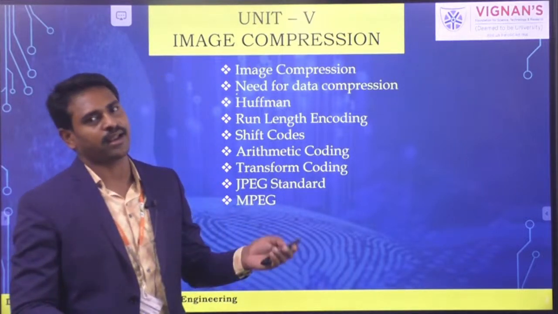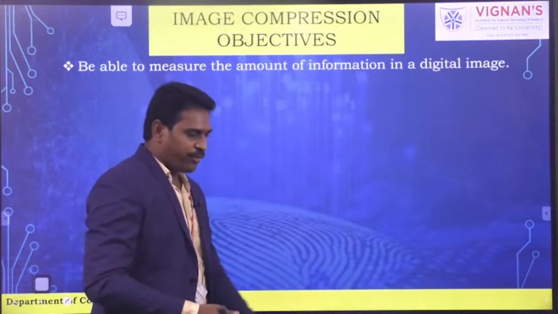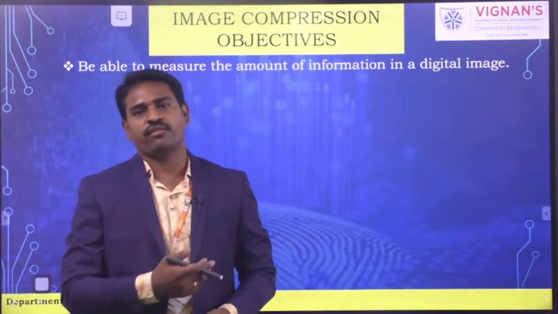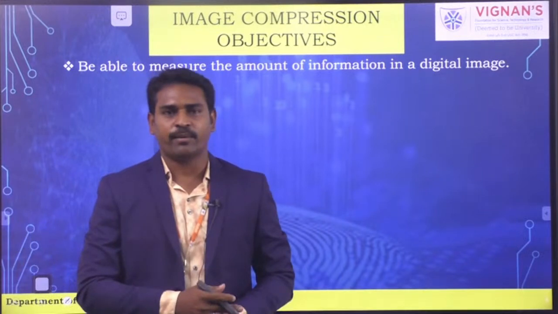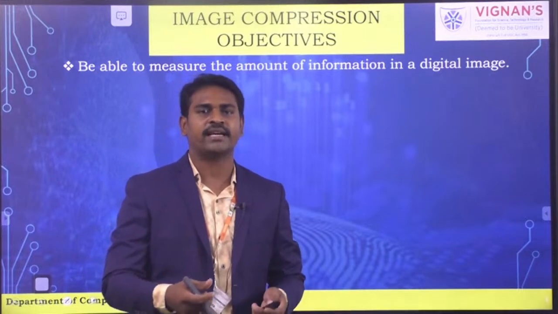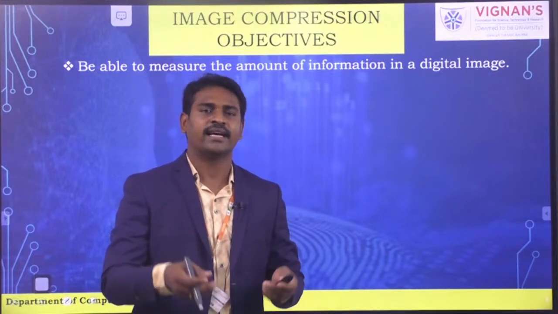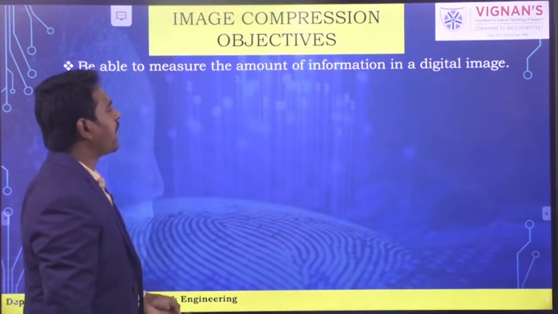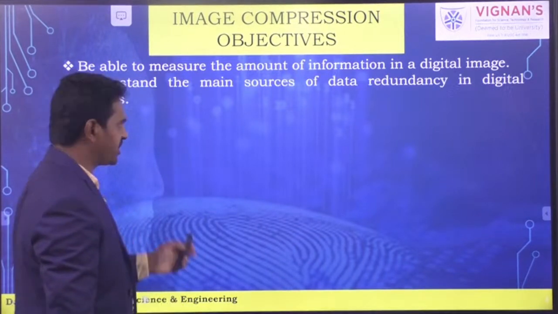So coming to the first one, what is image compression? Before learning the image compression techniques, what are the objectives of unit number 5? After completion of unit number 5, the student should be able to measure the amount of information that is in the image. So that is the first objective. Student should be able to measure the amount of information in a digital image.